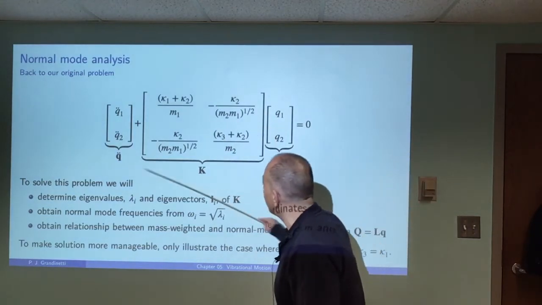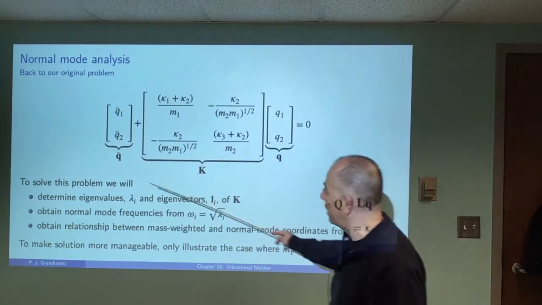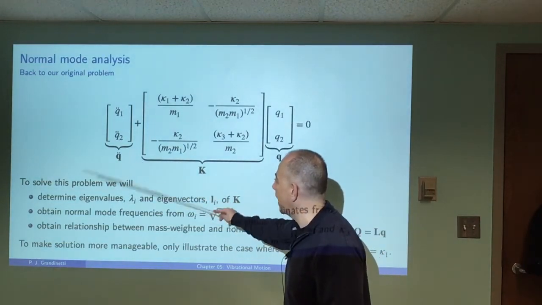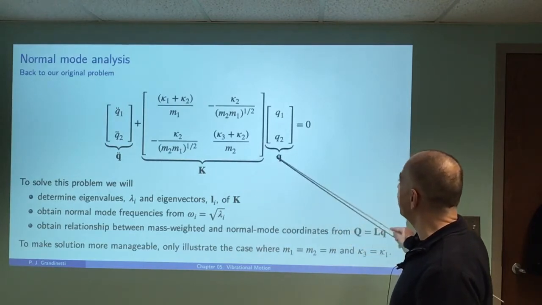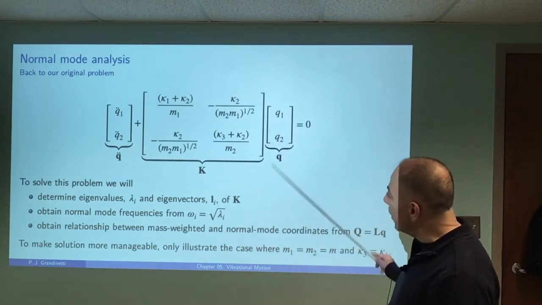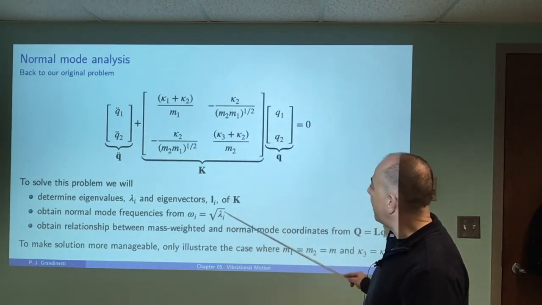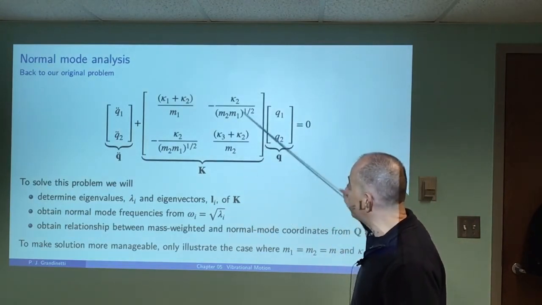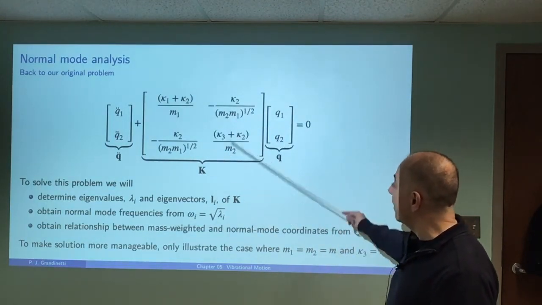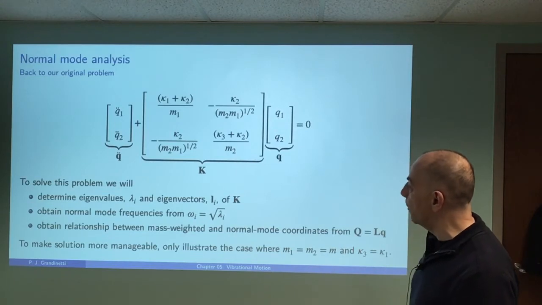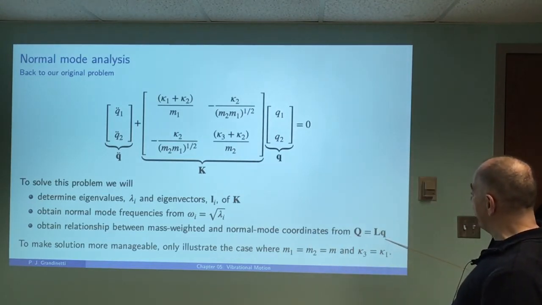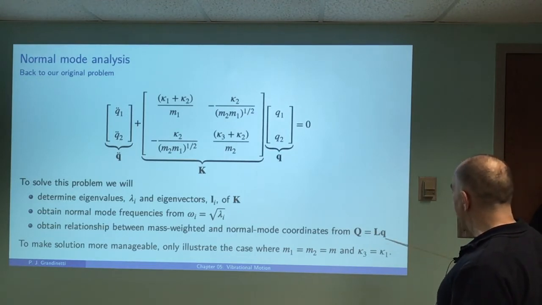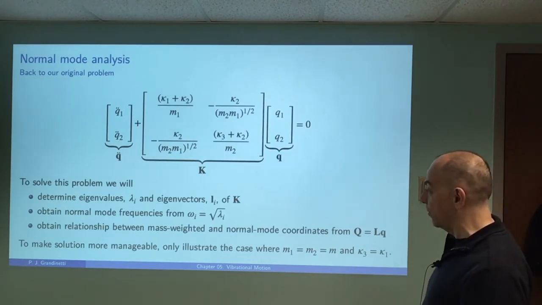So our original problem was this. Remember, we had it written out as the lowercase mass-weighted coordinate q double dot plus k times q is equal to 0. So we need to solve this problem, and what we need is the eigenvalues and eigenvectors of k, and from the eigenvalues we'll get the normal mode frequencies, and then from the eigenvectors we'll get the relationship between the mass-weighted coordinates and the normal mode coordinates.